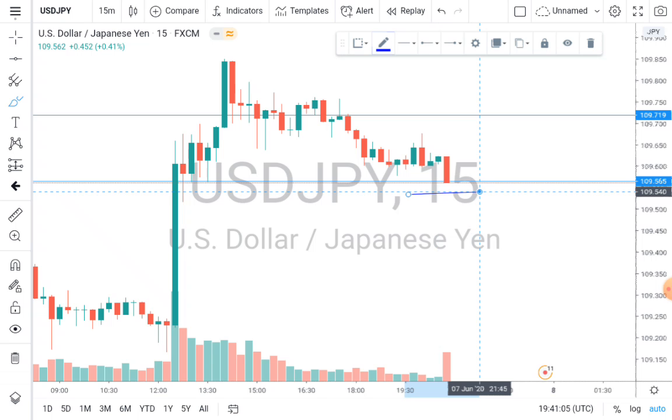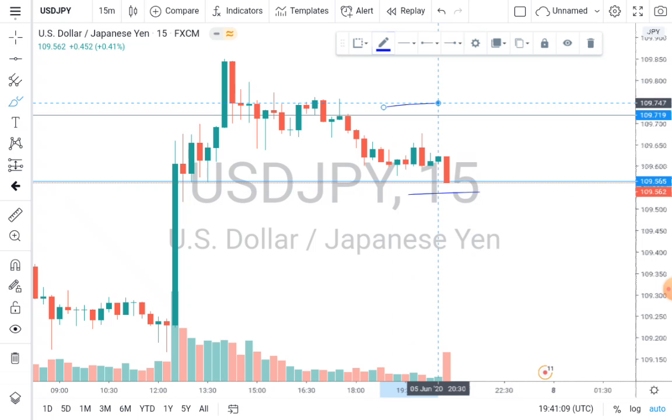Also for the stop loss, since it's in a bit of consolidation, you can put your stop loss just above here, where it will most likely not tamper with your stop loss, or rather you just put it at the previous high, the highest high, just above the resistance level.